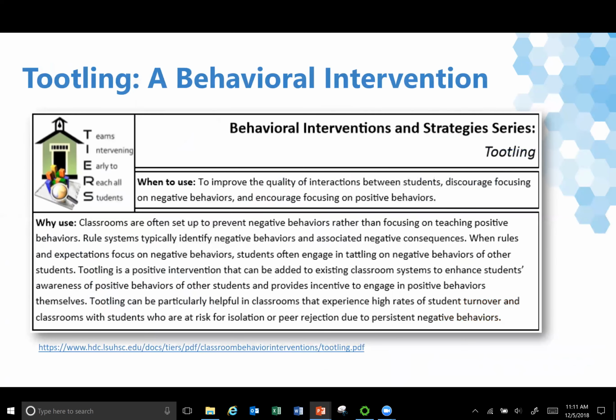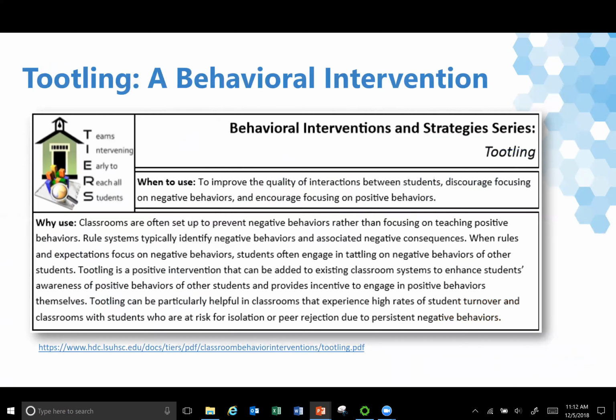So bringing it back to the field, this is something that we gained from all the folks in school settings that are doing things like PBIS, but specifically Pax Good Behavior Game. So we wanted to highlight Tootling, a behavior intervention. Tootling can really be used to improve the quality of interactions between students, and it discourages the focus on negative behaviors while encouraging and emphasizing focus on the positive. And it's another one of those peer-to-peer activities too.